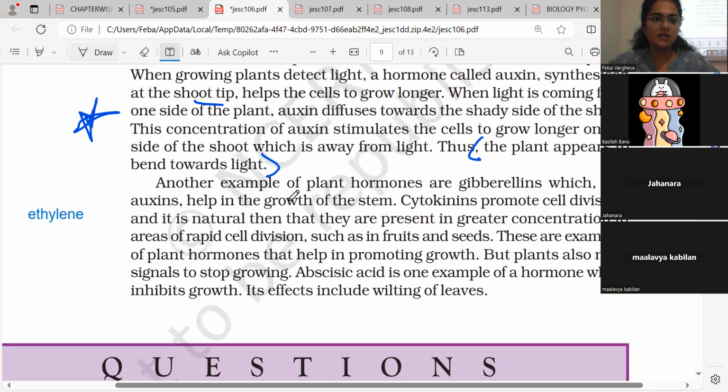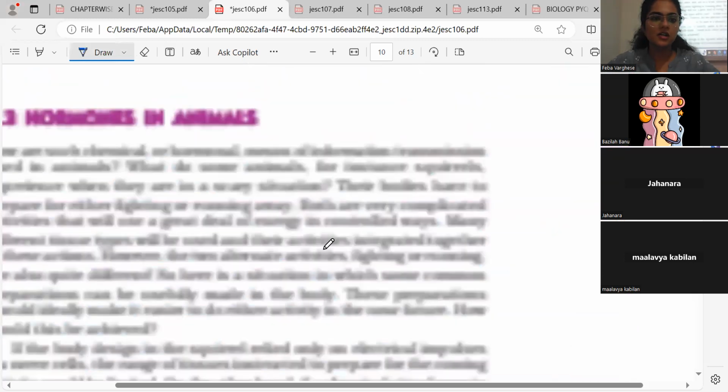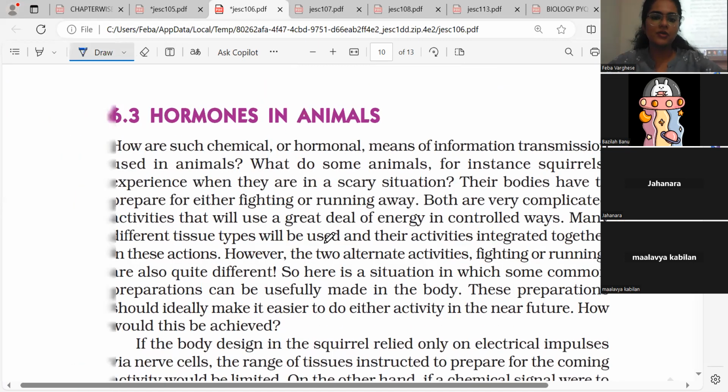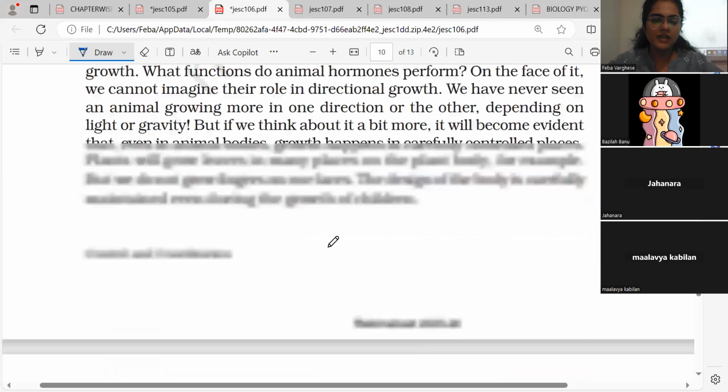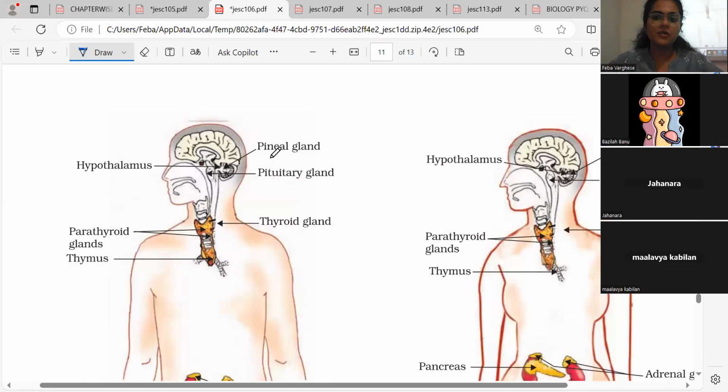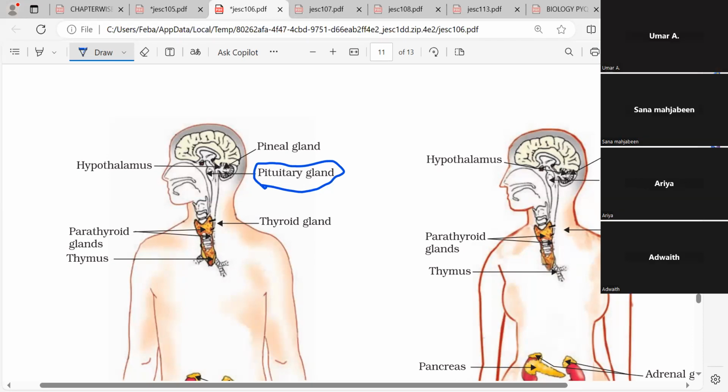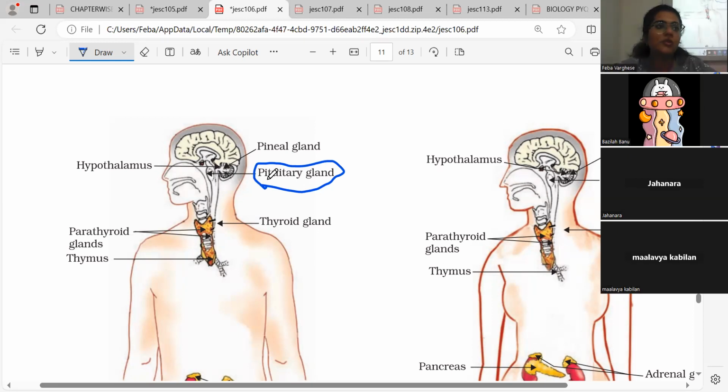Yes. Now guys, hormones in animals. Okay. We'll directly go to this diagram. So what is the function of pituitary gland? Pituitary gland is called the master gland. It is going to regulate the functioning of other glands, and the major secretion from the pituitary gland is, tell me quickly, growth hormone. Growth hormone helps in elongation of bones. It helps in cell division. It helps in the proper growth of an organism.